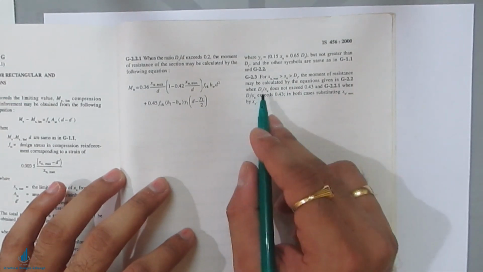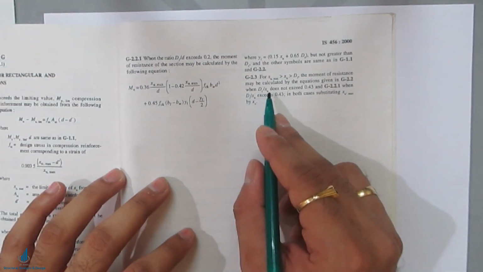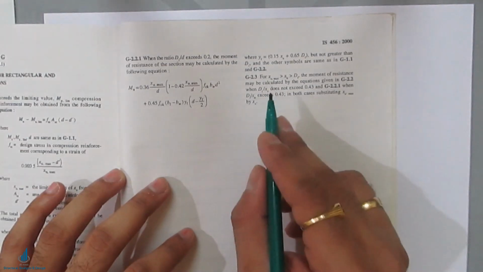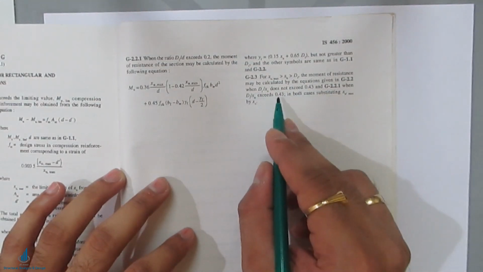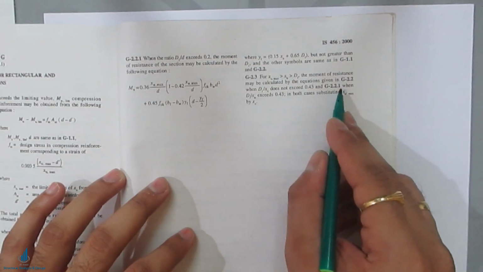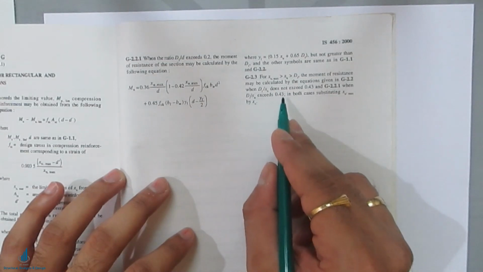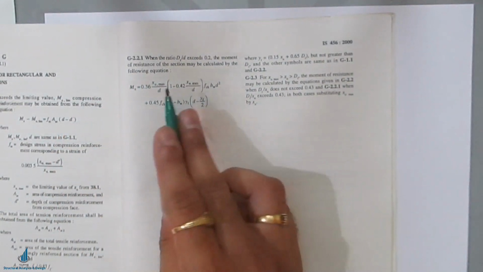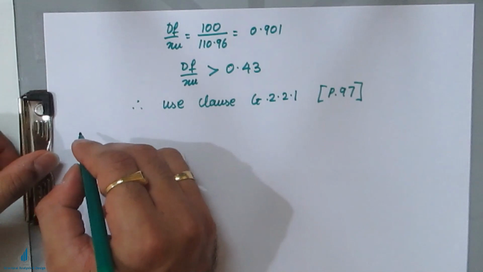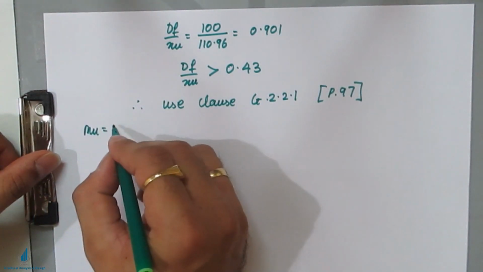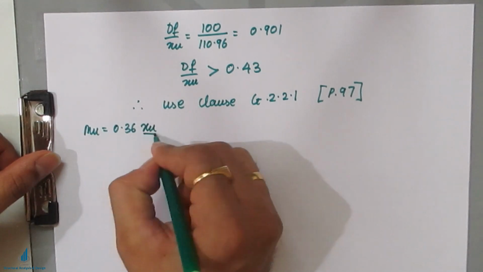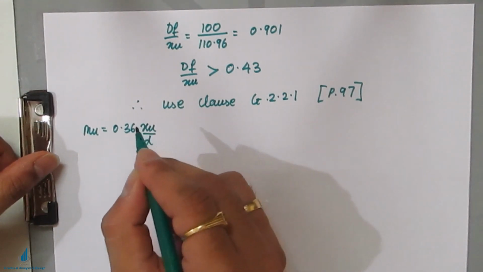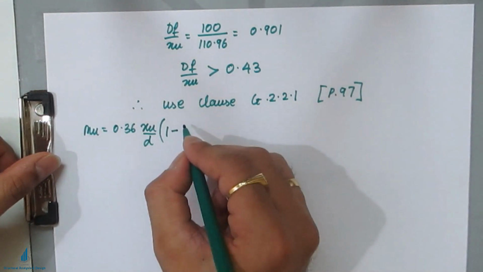What we did, we found out the value of DF by XU, and in our present case DF by XU is 0.901, which is clearly greater than 0.43. Then we have to use G2.2.1 when DF by XU exceeds 0.43, substituting this XU max by XU. So for this moment equation we have to take G2.2.1, and in place of XU max we have to replace it by XU. So write down the equation. Mu equals 0.36 XU by d. We have replaced XU max by XU. Other things remain same.